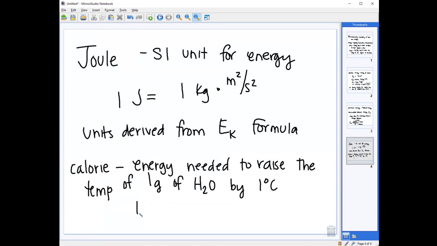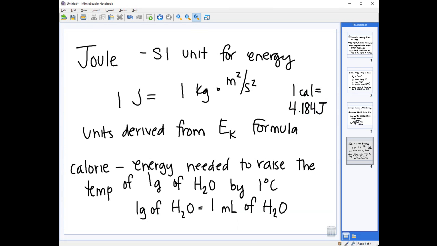And keep in mind here that 1 gram of water is equal to 1 milliliter of water. Okay, so when you see this, we can use grams and milliliters when we're talking about water. Okay, and we can use grams and milliliters interchangeably. So a calorie is the energy needed to raise the temperature of 1 gram or 1 milliliter of water by 1 degree Celsius. And 1 calorie is equal to 4.184 joules. Okay, so 1 calorie is equal to 4.184 joules. The joule is a very small unit. So a lot of times you'll see joules expressed as kilojoules, because the joule is such a small unit. So 1 calorie is equal to 4.184 joules. All right.